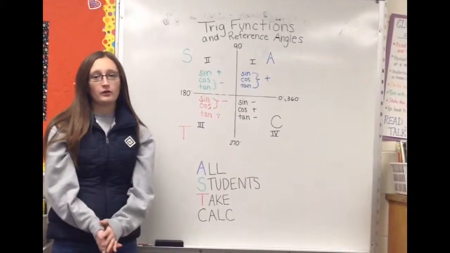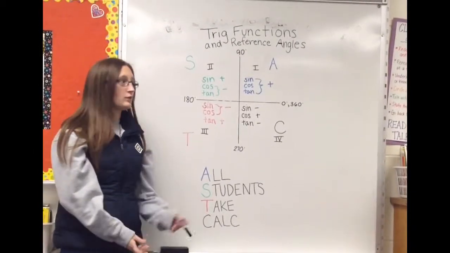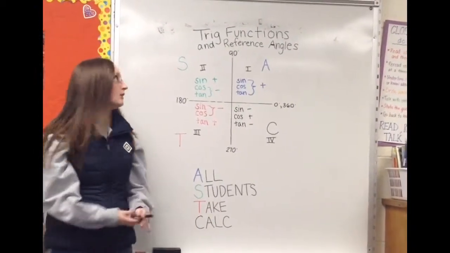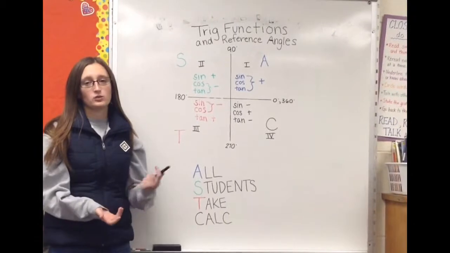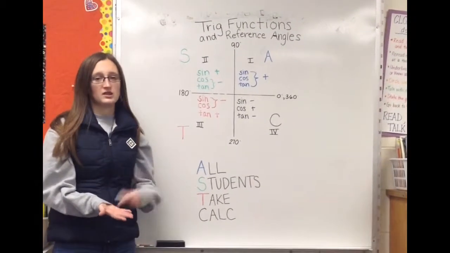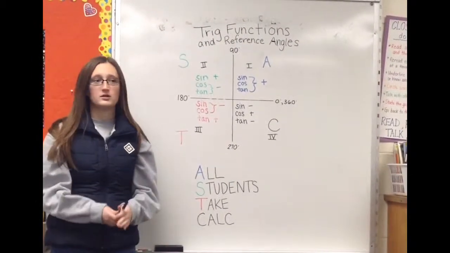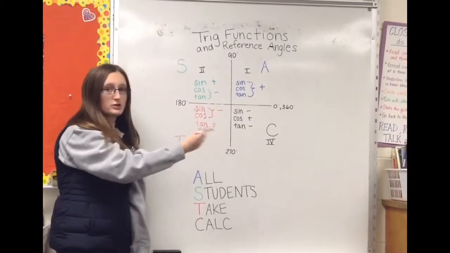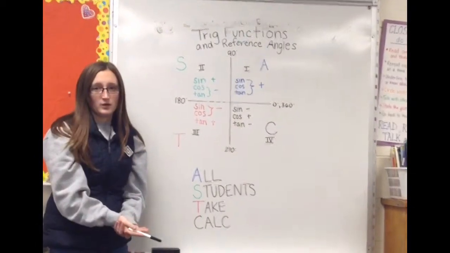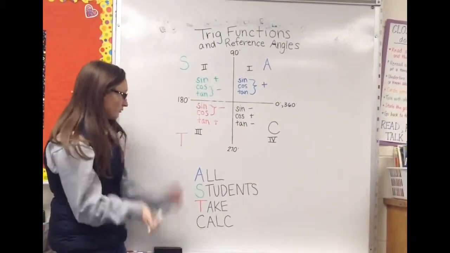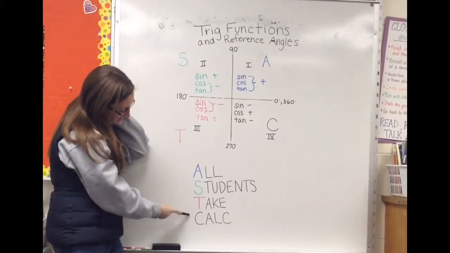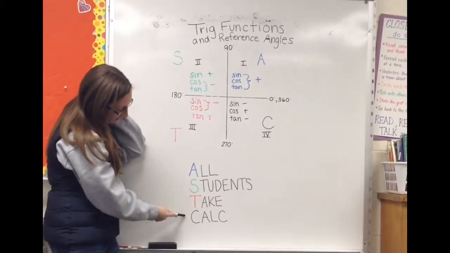So now that we've gone over how to find basic reference angles, we're going to focus on something a little bit trickier, which is finding reference angles with regards to our trig functions, so sine, cosine, tangent, and the reciprocals. And the steps for each quadrant stay exactly the same, we just have to focus on something else. And you can remember this by ASTC, or All Students Take Calc.